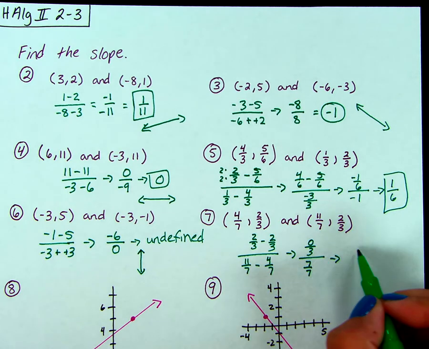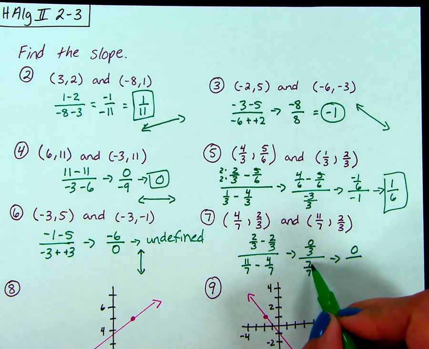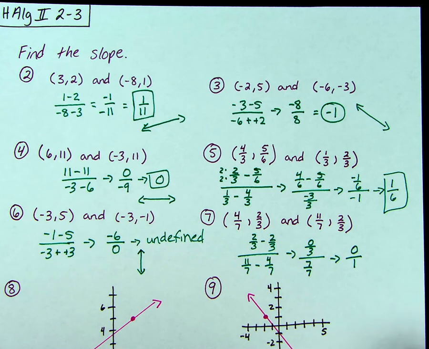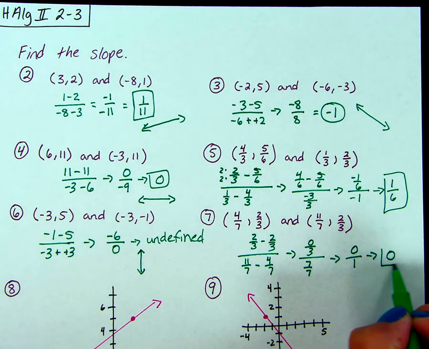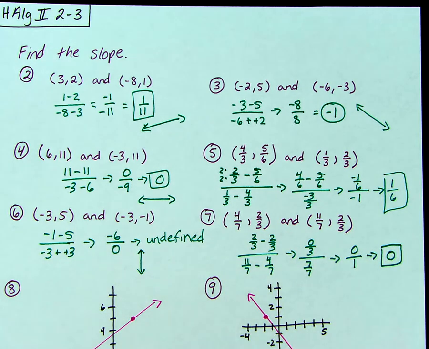So again, continuing to simplify. 0 over 3 is 0. 7 divided by 7 is 1. So 0 over 1, again, just simplifies to be 0. So that would be our final answer for that one.